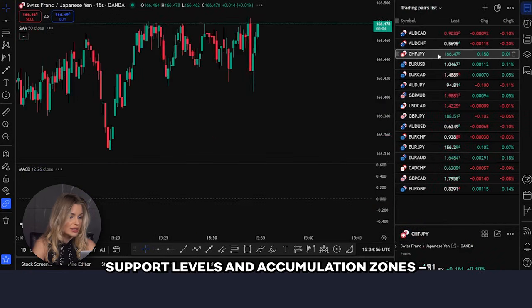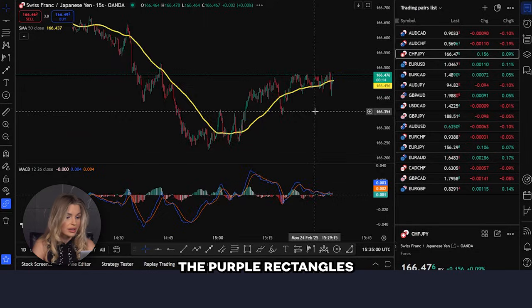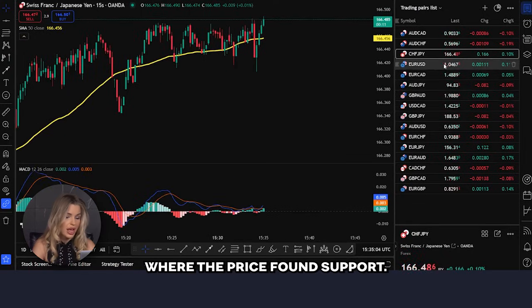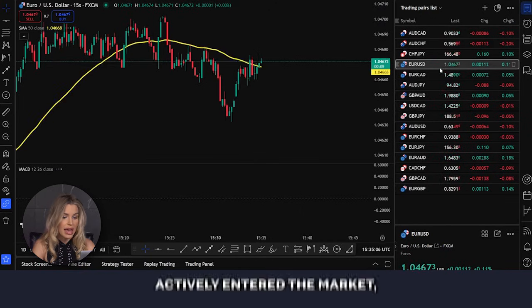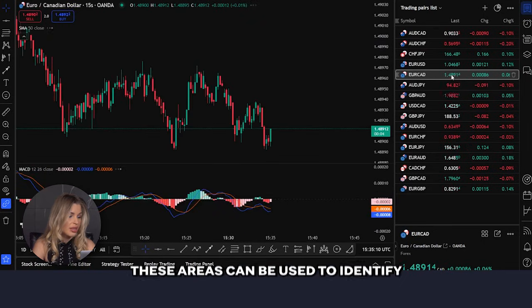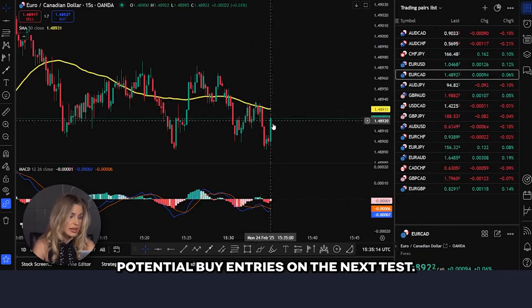Support levels and accumulation zones. The purple rectangles highlight areas where the price found support. These are levels where buyers actively entered the market, pushing the price upward. These areas can be used to identify potential buy entries on the next test.